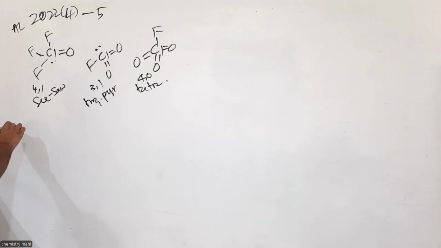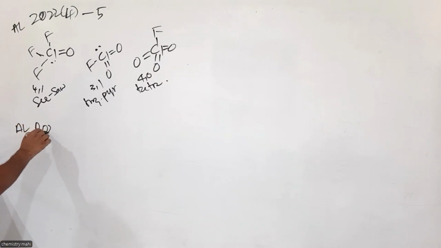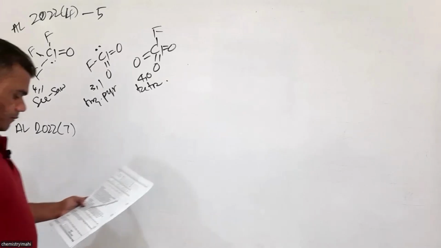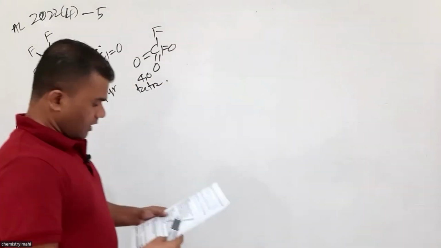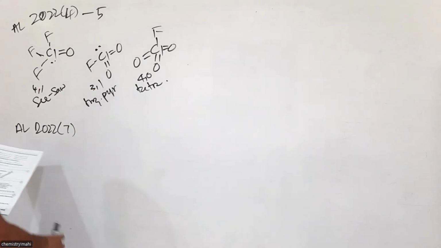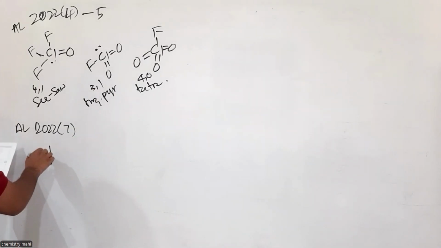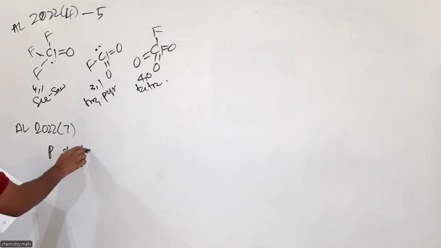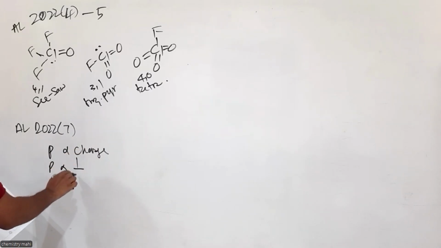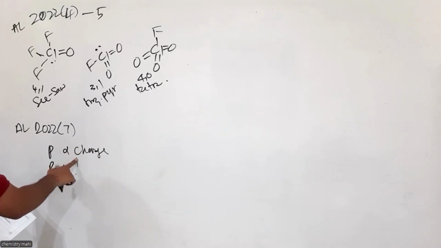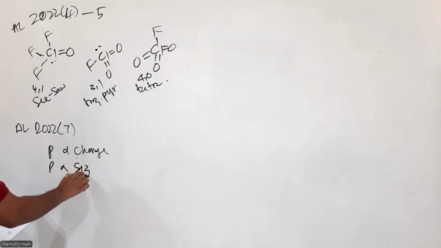Again, you have another question with different properties. 2022, question 7. This is something like polarizability, everything we discussed. Select the correct statement. First one, polarizability. You remember that polarizability is directly proportional to the charge of an ion. Polarizability is inversely proportional to the, no, again, directly proportional to the size.